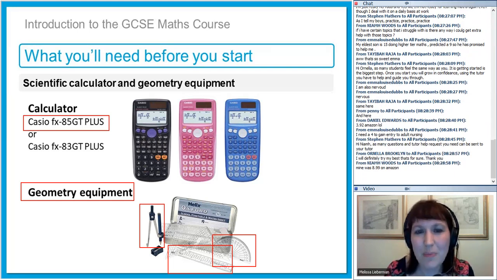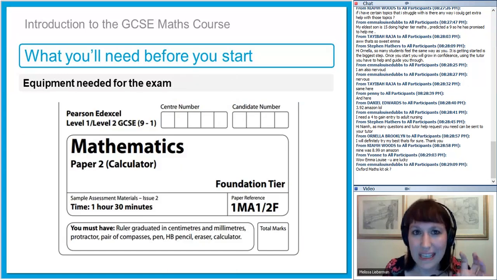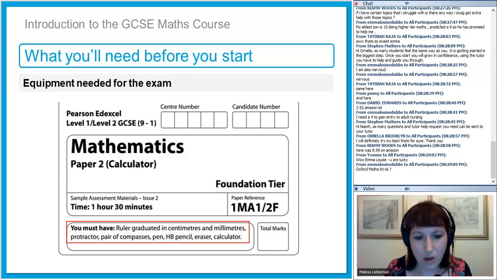So geometry equipment, because there will be an element of things like construction and loci that will need you to be able to use this, and you'll be drawing graphs and things like that, and that will come up in the exam. If you look at the instructions at the front of any of the exam papers, it tells you the things that you will need for the exam. So you'll need a ruler, has to be in centimetres, you'll need a protractor, a pair of compasses, pen, HB pencil and eraser. And for the calculator paper, you'll need a calculator. So those are all the things that you'll need to bring to every exam when you sit the exams.